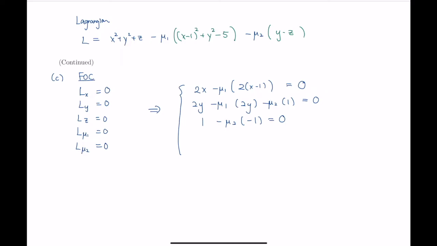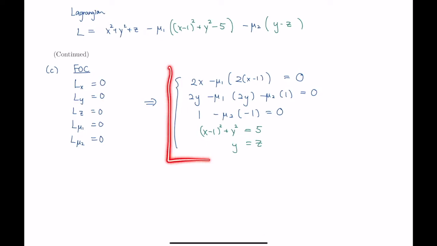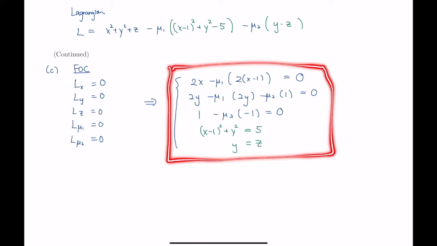And then differentiate with respect to mu1. Well, this way is easier because these two really just give you the corresponding constraint equations. So let me just copy down the constraint equations directly. That will give me the constraints. This system of equations collectively is called the first order condition.